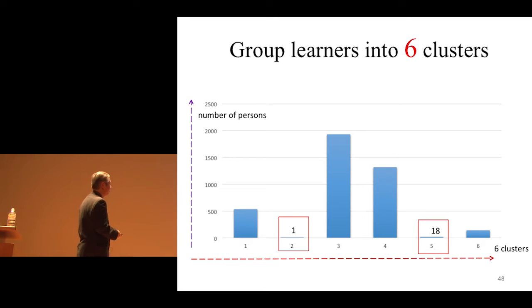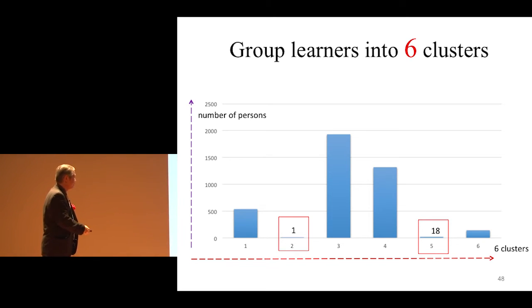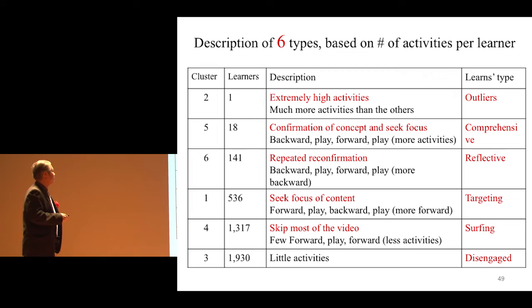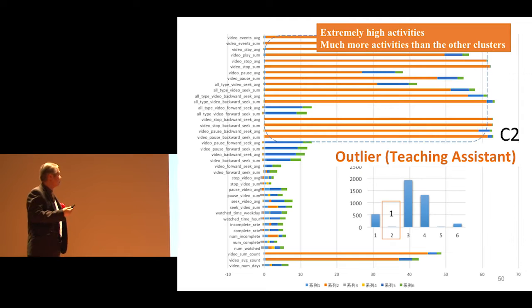So we take a look at the 6 clusters. For this cluster, there's only 1 person. It probably is an outlier. For here, 18 persons, not many, but we should look at it. So here is how we, based on the number of activities per learner, found that cluster 2 is the most active and then decreasing. So this is the description. Extremely high activity is probably outliers.